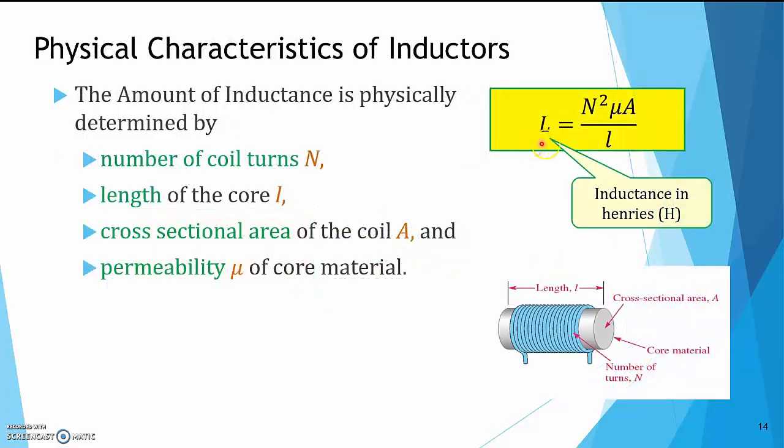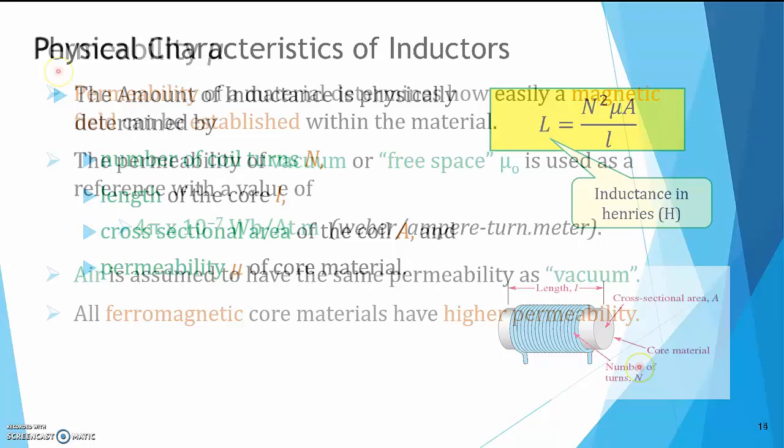Inductance L can be calculated by this formula. N is the number of turns of the coil. Mu is the permeability of the core material. A is the cross-sectional area of the core. l is the length of the core. Take note that l is not the length of the wire coil. l is the length of the core of the whole inductor.